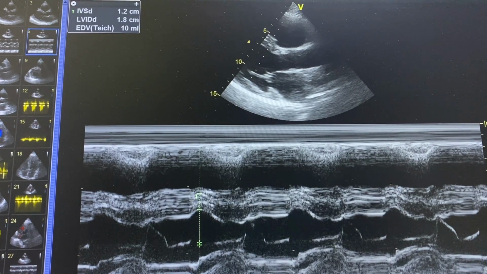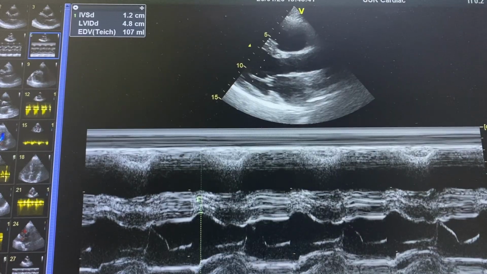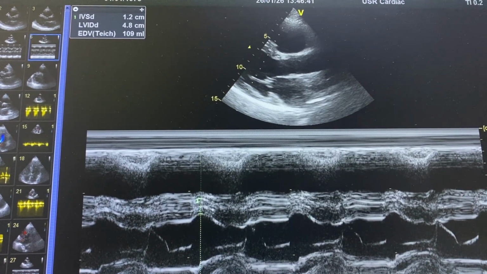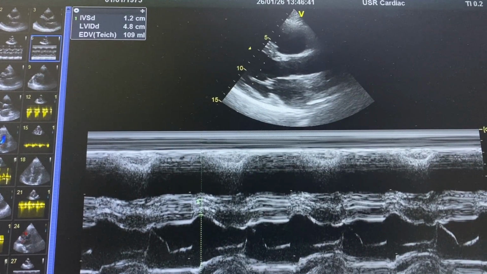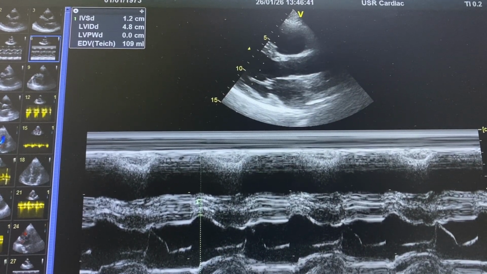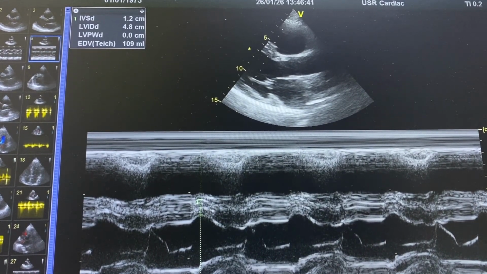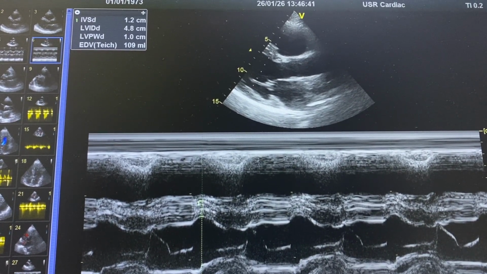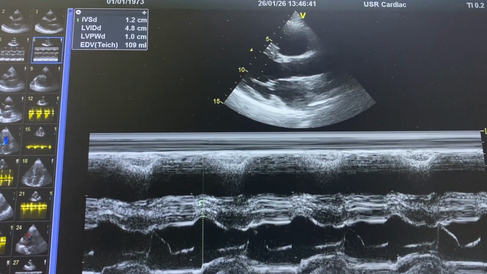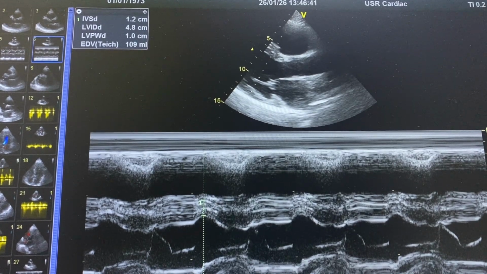When I go down here, what I'm going to get next is the ventricular septum, that is LV cavity in diastole, LV dimensions in diastole. I click there, so it has come: LV internal dimension in diastole 4.8. You see, it has written. Then I proceed to posterior wall. I click. Now posterior wall, LV posterior wall in diastole as 1.